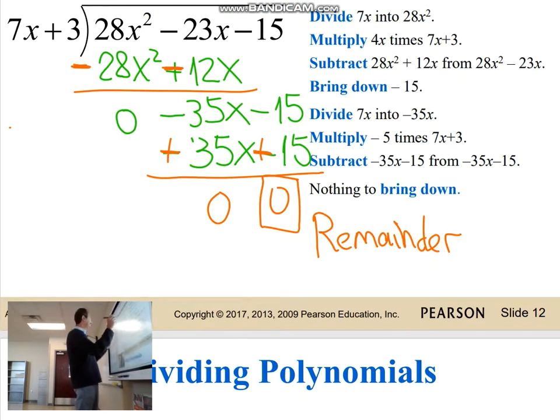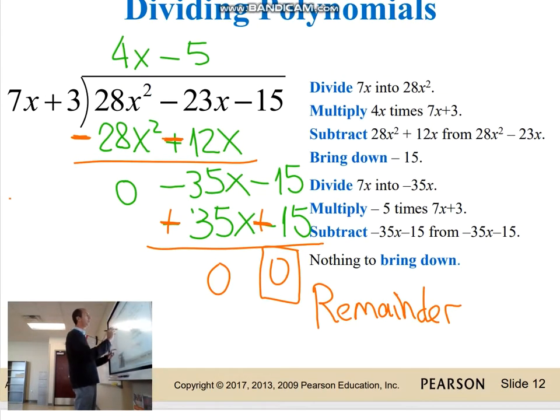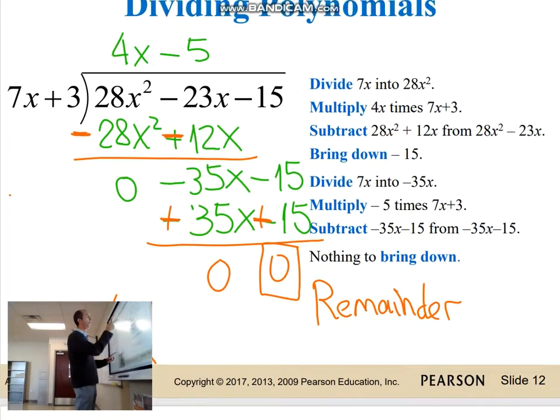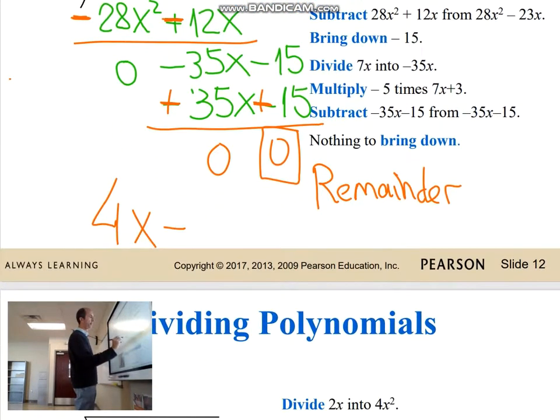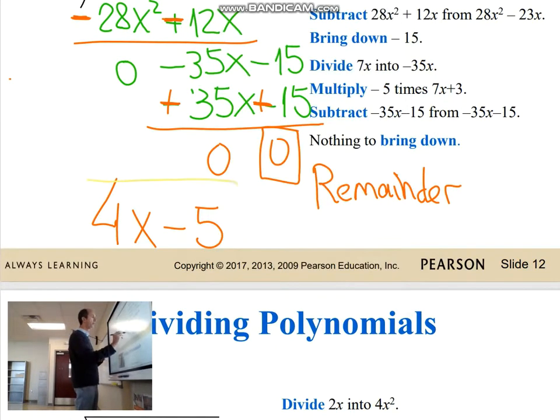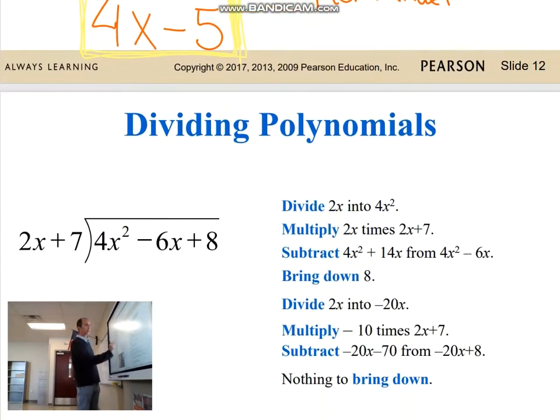And the exact answer for the division is 4x minus 5. There is no remainder. Okay, now let's check another example.